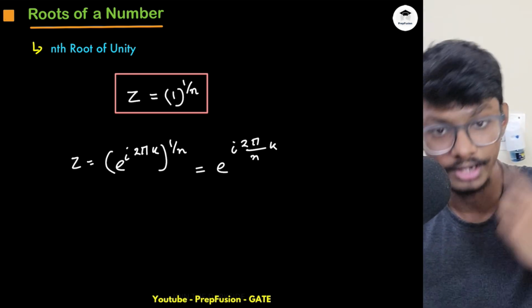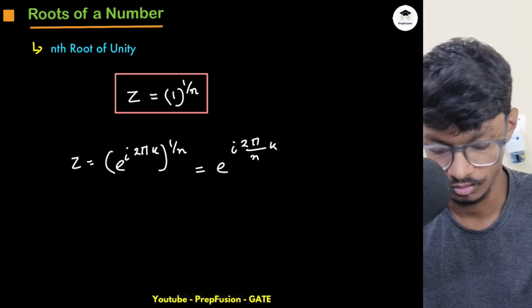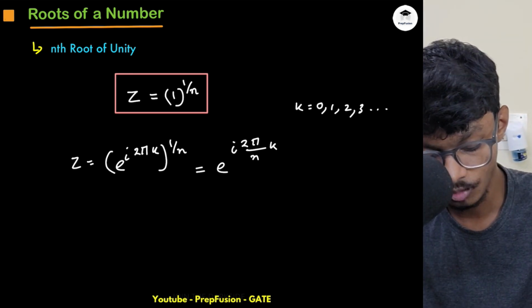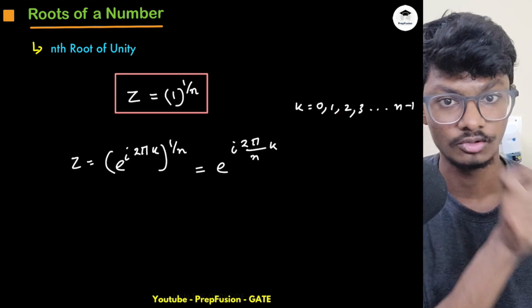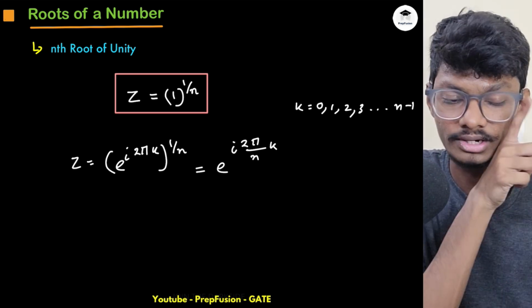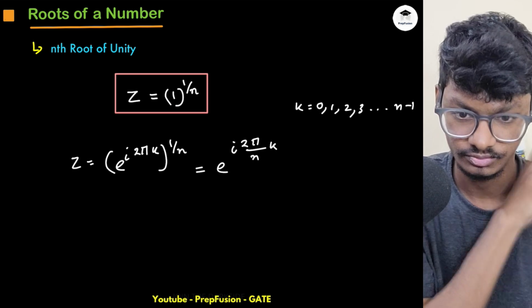So now until when will I go, until what value of k? k will start from 0, 1, 2, 3, and it will go until n minus 1, because it is starting from 0. Previously I had cube root, so 0, 1, 2, that's it, 3 roots. So if I have n roots, it will go 0, 1, 2 up until n minus 1.